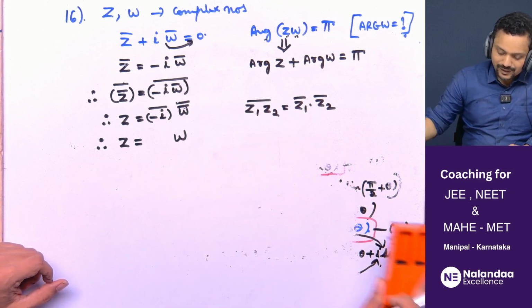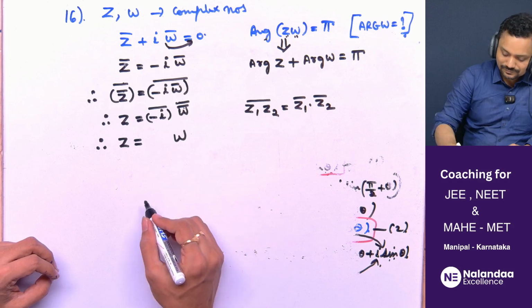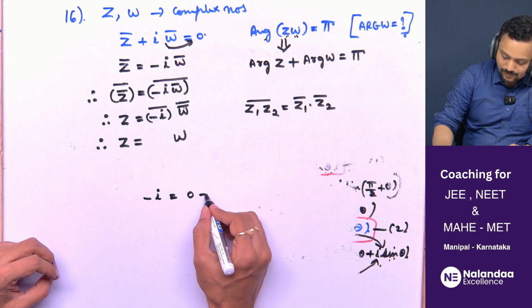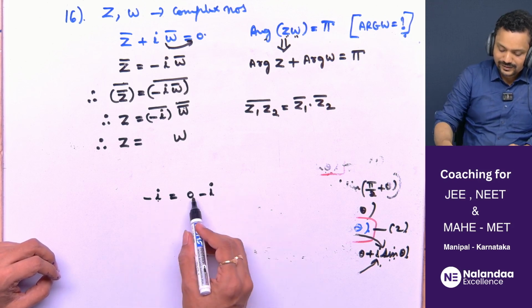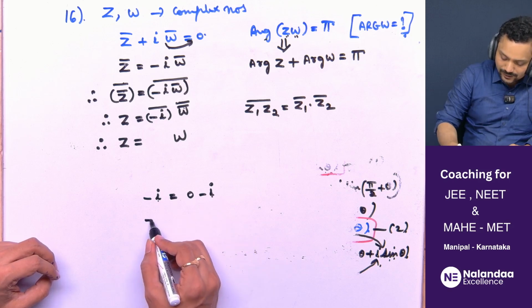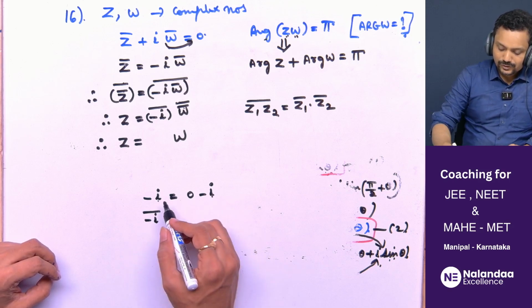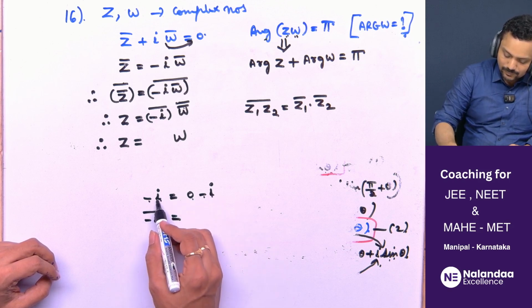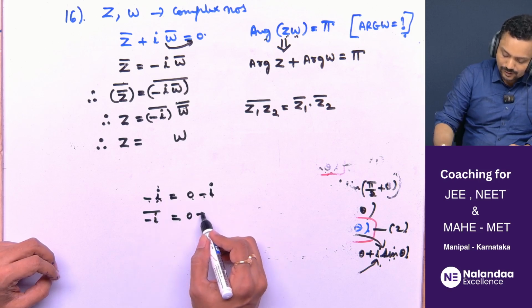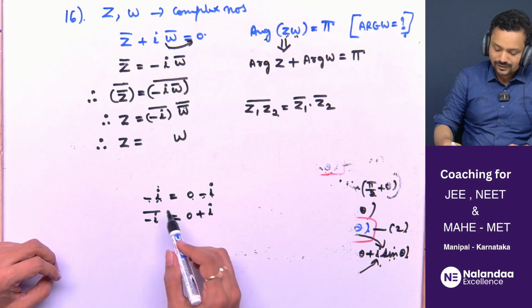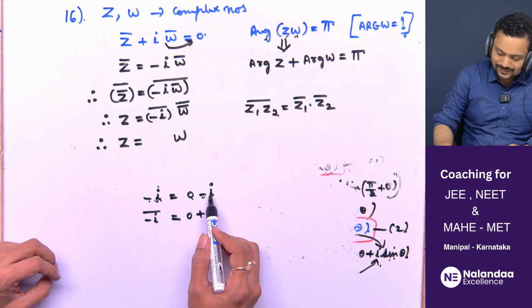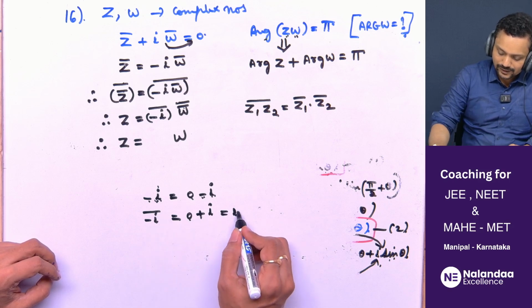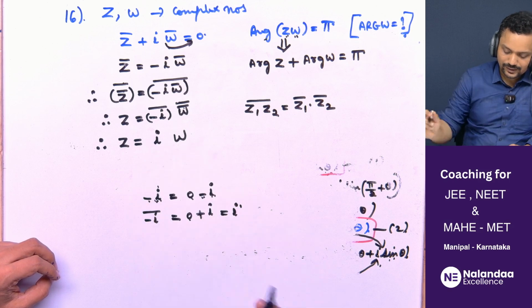Now anybody can tell me what is minus I bar? Plus I. Yes, very good. Minus I is 0 minus I. Actually, the meaning of minus I is 0 minus I. If you say minus I bar, that means you are writing the conjugate of this. So minus I bar means it will be 0 plus I. Conjugate of a complex number x minus iy will be x plus iy. So this will be I.